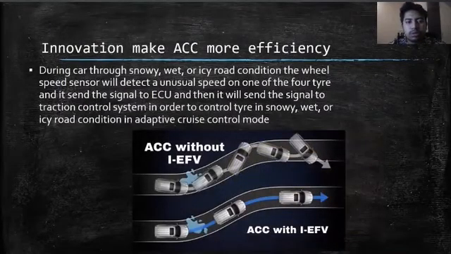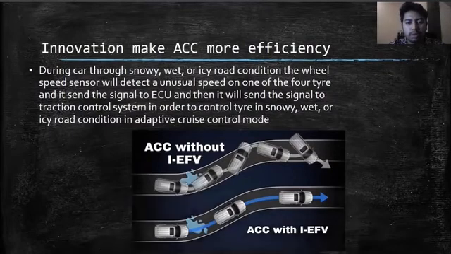When the car goes through snowy, wet and icy road conditions, the wheel speed sensor will detect an unusual speed on one of the four tires and send the signal to the ECU, which then sends the signal to the traction control system in order to control the tire in snowy, wet or icy road conditions in adaptive cruise control mode. As you can see in the diagram below, with ACC with IEFV, when it hits the slippery road, the driver can control the car. Without the IEFV, the driver loses control of the car on icy or snowy road.